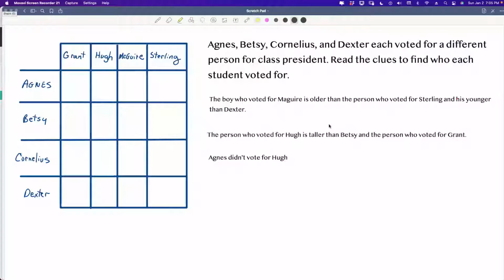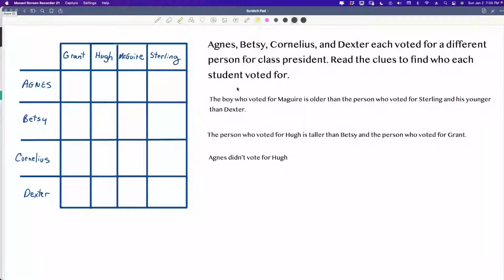Of the clues, who did what? Right? And this is a very simple logic problem. We're just matching one attribute. And what we're doing is we're matching the person that did the voting with the person that they voted for.